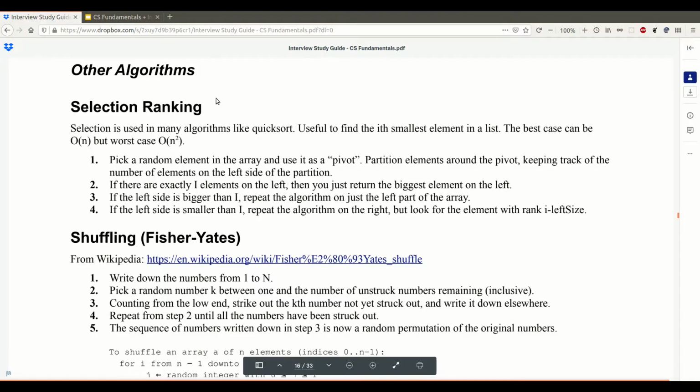One of these algorithms that is very useful is selection ranking, and it basically allows you to find the ith smallest element in a list. The way that it does this is that you use a pivot, split the list, and try to find where the elements will fall. This is very similar to what is used in Quicksort, for example.